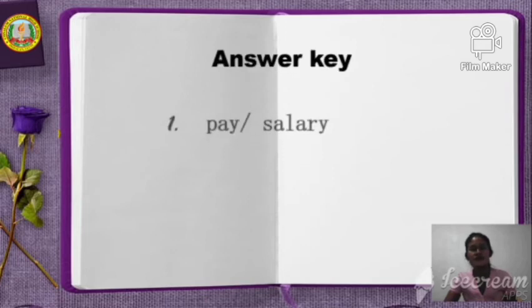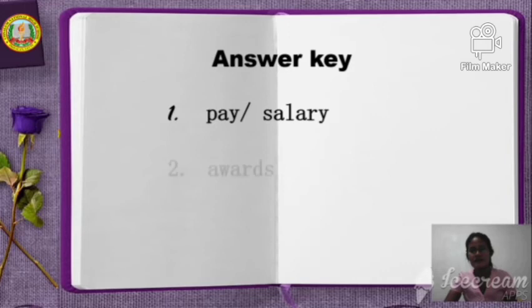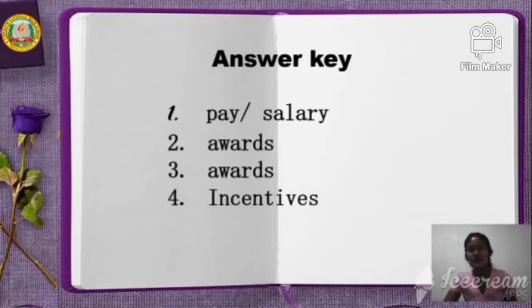So, for number 1, it's a pay or salary. Number 2, it's an award. Number 3 is also awards. Number 4 is incentives. And number 5, it's benefits. Okay.